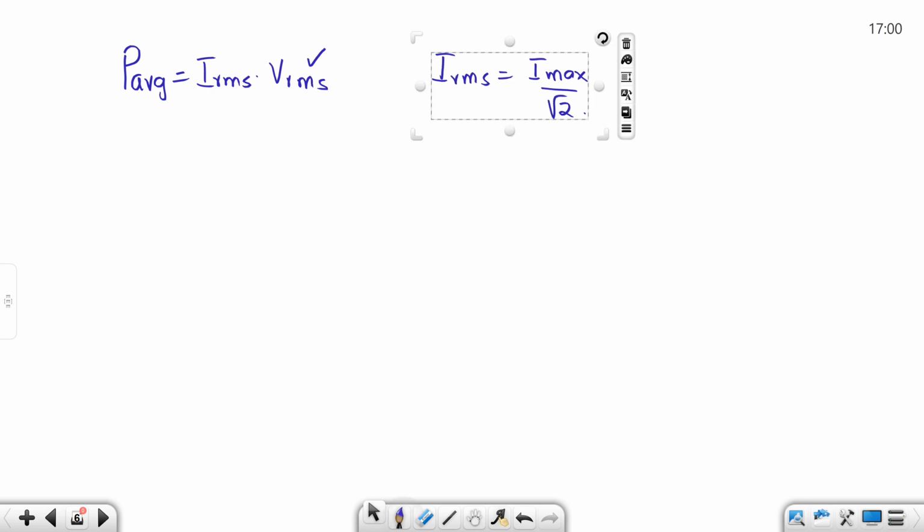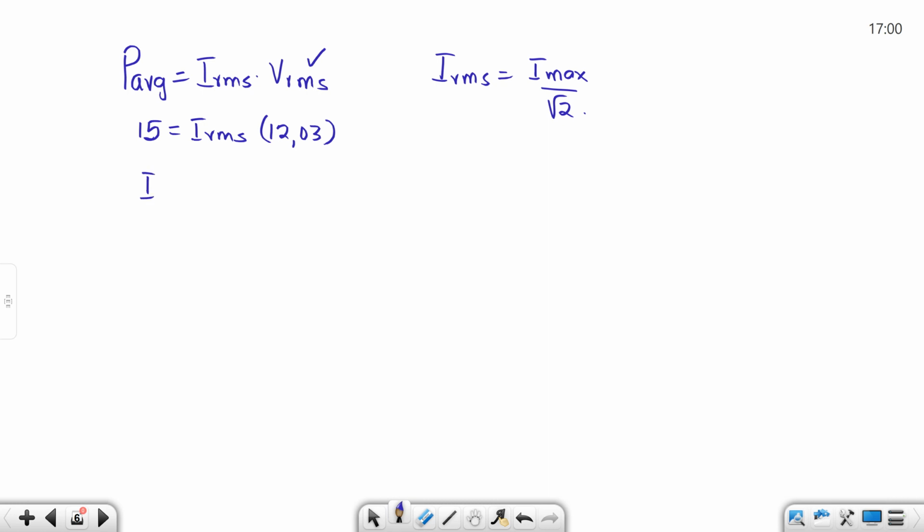What's our power? 15. Do I know IRMS? No. Do I know VRMS? 12,03. So what is our IRMS? Let's do the maths. 1,25 amps. But this is not where we are going, right? How do we then get our Imax? IRMS equals to what? Imax over root 2.